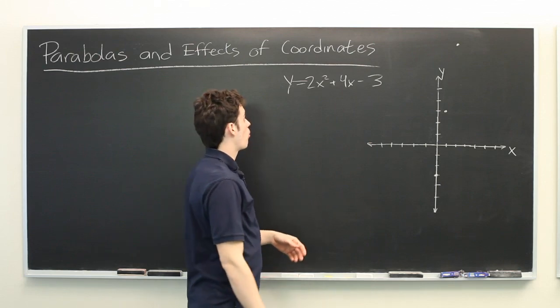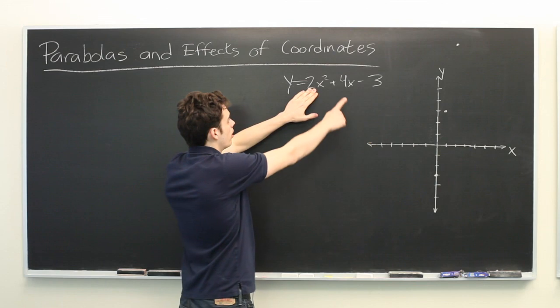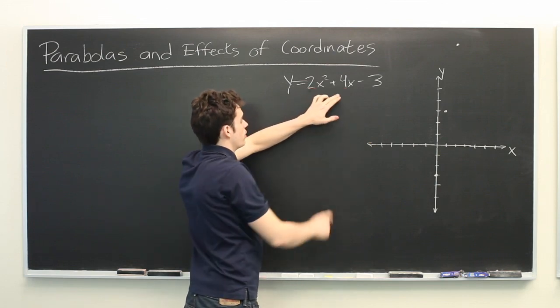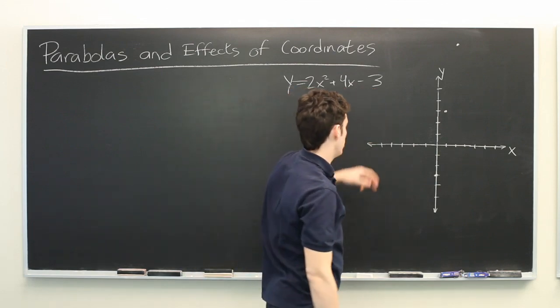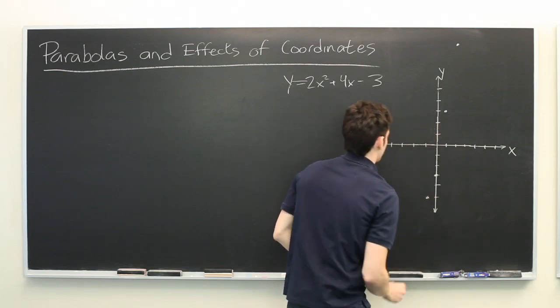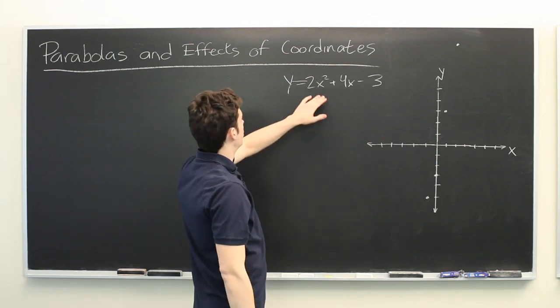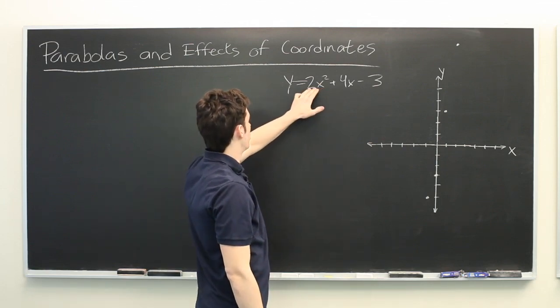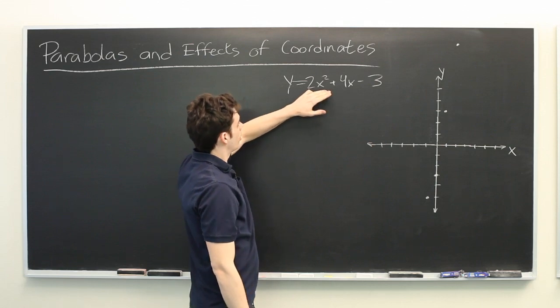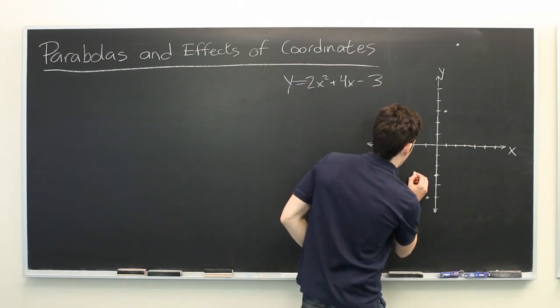At x equals negative 1, negative 1 squared is 1, so we have 2, minus 4 is negative 2, minus 3 is negative 5. At negative 2, we get negative 2 squared is 4, 2 times 4 is 8, minus 8 is 0, minus 3 is negative 3.